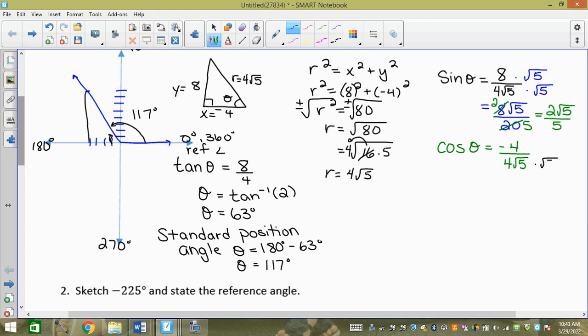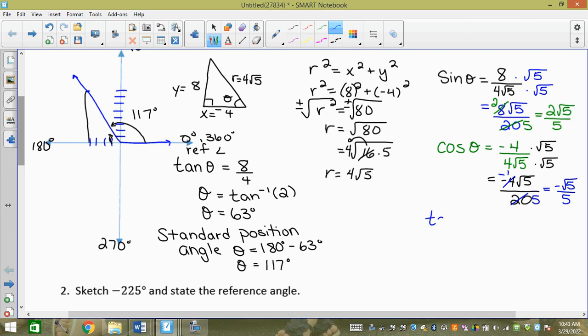So I multiply by root 5, and I'm going to get negative 4 root 5 over 20. And it's 20 because it's 4 times root 5 times root 5, and root 5 times root 5 is just 5. So 4 times 5 is 20. And what can I take out of each? A 4. So I'm going to get negative 1 and 5. So I get negative root 5 over 5.